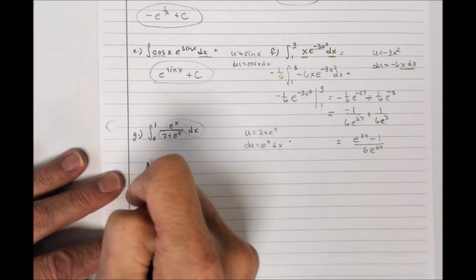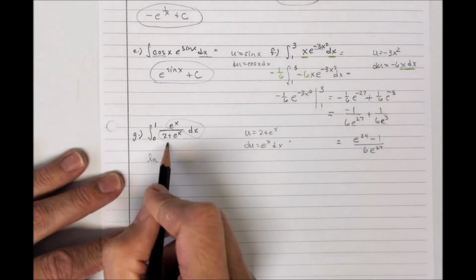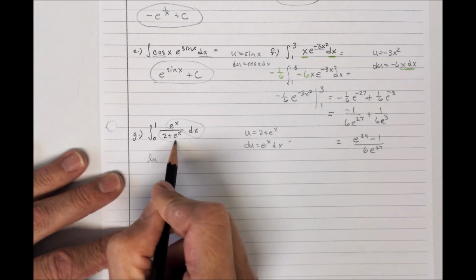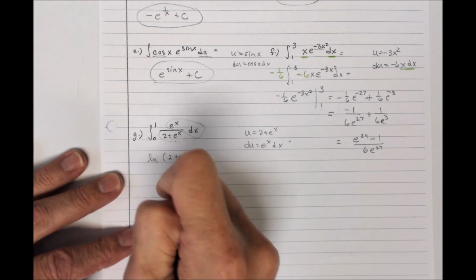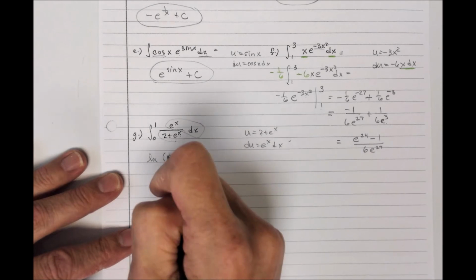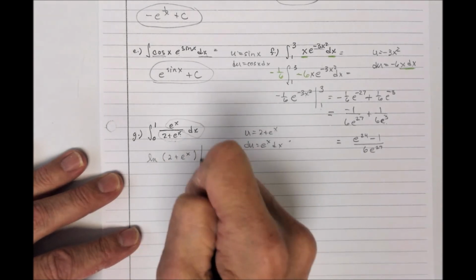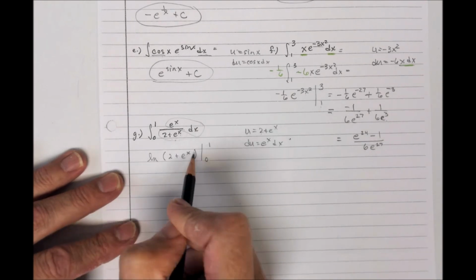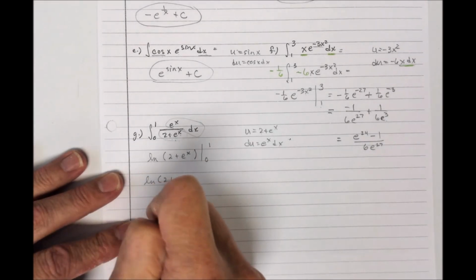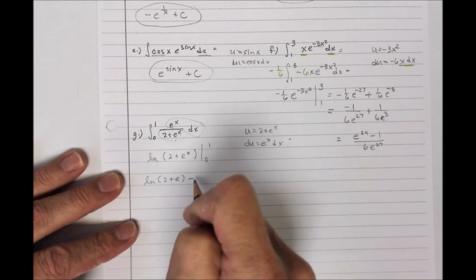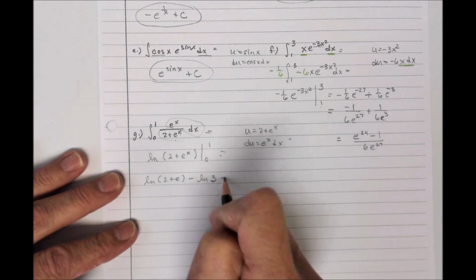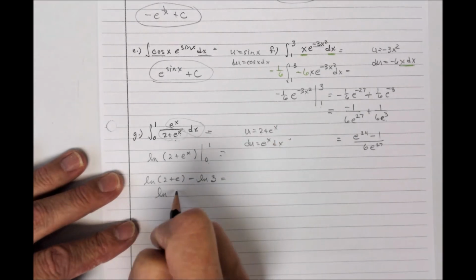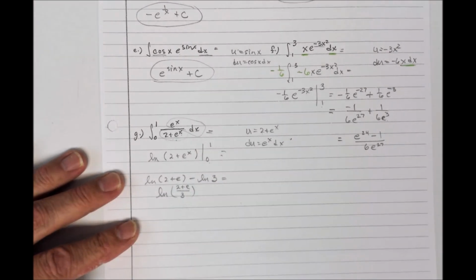This is going to be the natural log. Now, normally we slap absolute value bars around this u, but in this case, 2 plus e to the x is never going to be negative, so I really don't need them. I'm going to write the natural log of the quantity 2 plus e to the x, and that's going to be running from 0 to 1. So if I plug 1 in, I get the natural log of 2 plus e minus, if I plug 0 in, I get the natural log of 3. Now I can rewrite this because I can use my property of logarithms. I can write this as the natural log of 2 plus e all over 3, or I can get Mr. Calculator out and approximate it.